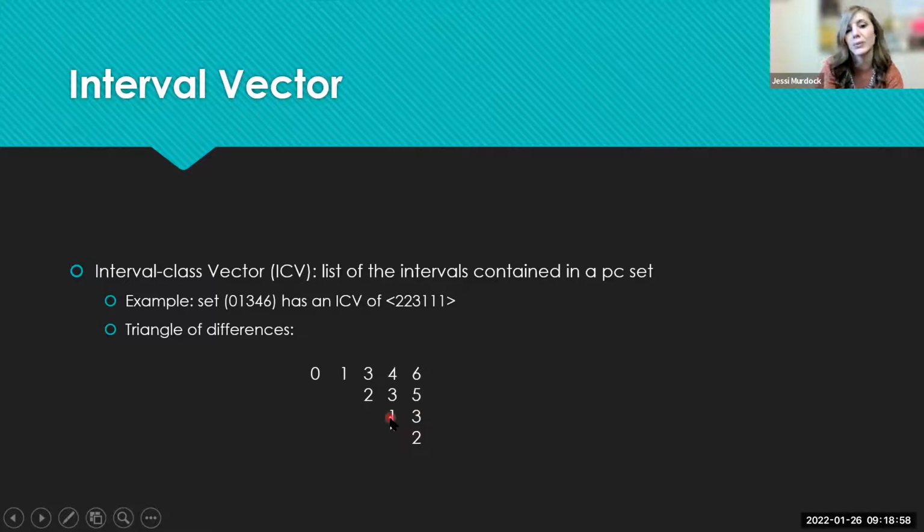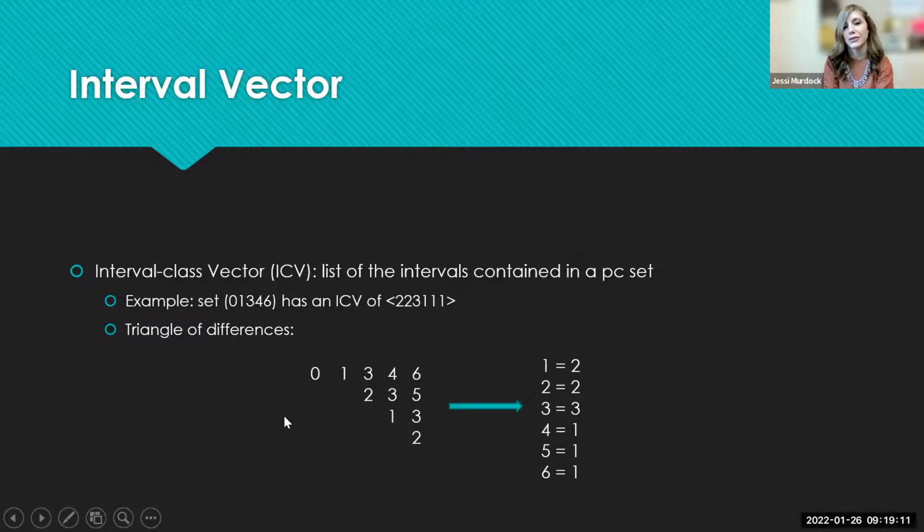4 minus 3 is 1. And now we're going to just subtract 4 from the larger numbers, so just 6 minus 4, which gives us a 2. Okay. All right. So next, we plug that into the interval classes.